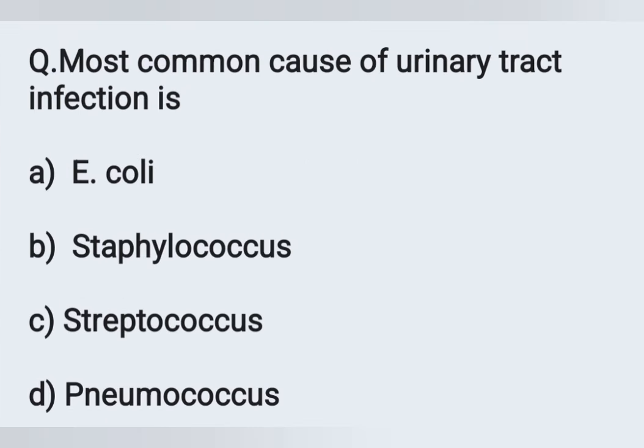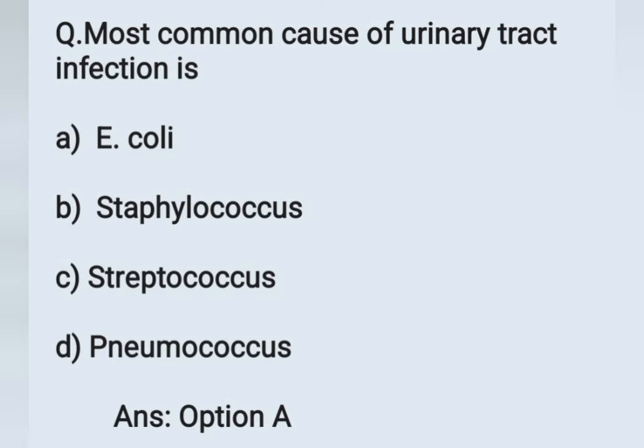And the next question is, the most common cause of urinary tract infection is: option A E. coli, option B staphylococcus, option C streptococcus, option D pneumococcus. The common causative organism of UTI is E. coli. Option A is the correct answer.